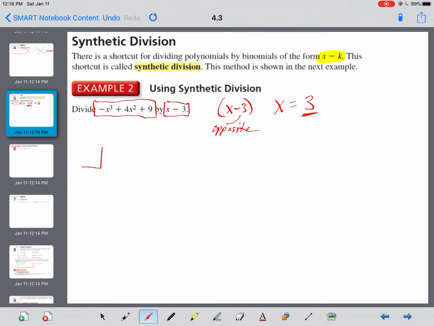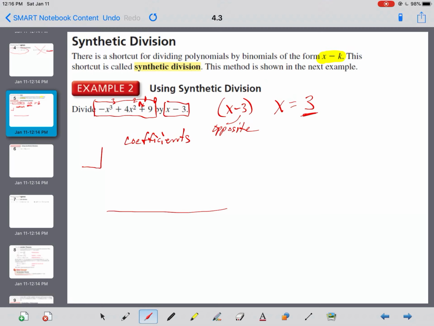Now here's the setup. We've got the divide box, and then we have a working zone. And the working zone is built out of the coefficients from the dividend, okay? So as long as I got everybody, so we got 3, we got 2, we're missing 1, and we've got none. So I need 0x to the first. So I need to have a 0 placeholder. Same rule applies on synthetic division. You have to have everybody in place.